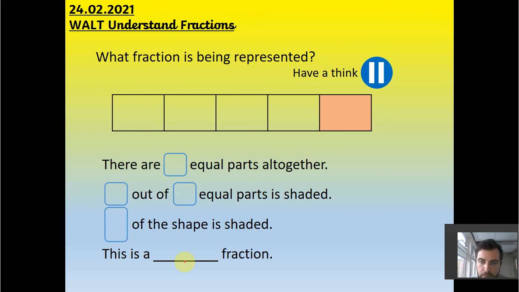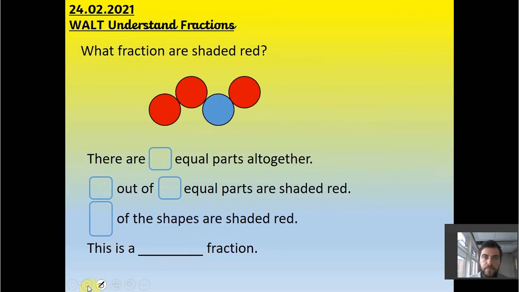Okay, right, let's have a look. How did you do? So what are equal parts altogether? How many pieces are there altogether? We've got 5. 5 parts. 1 out of the 5 parts is shaded. So as a fraction we write it like this, 1/5. 1/5 of the shape is shaded. Therefore this is a unit fraction.